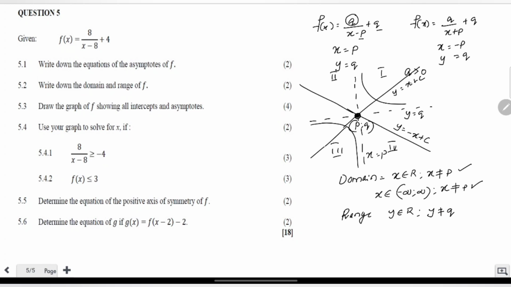So this is the range, all the y values except q. Or you can write it like this: y is an element from minus infinity to infinity, open bracket, where one value you have to exclude. What is that? y is not equal to q. So these are the things generally about a hyperbola you need to know.